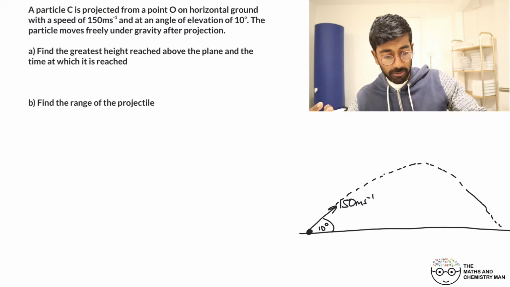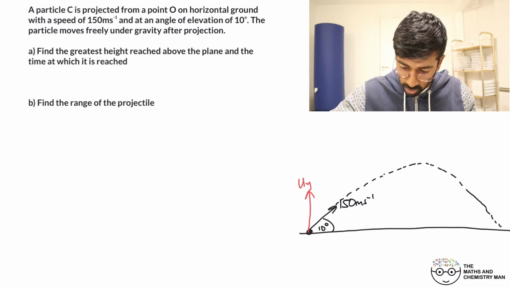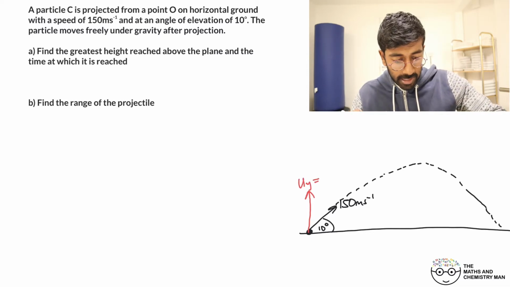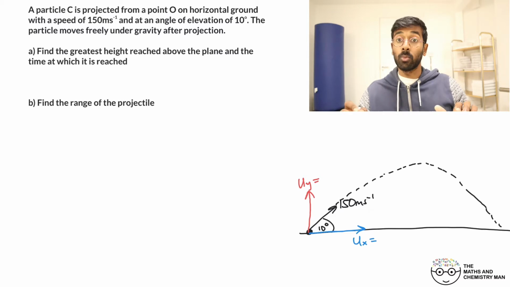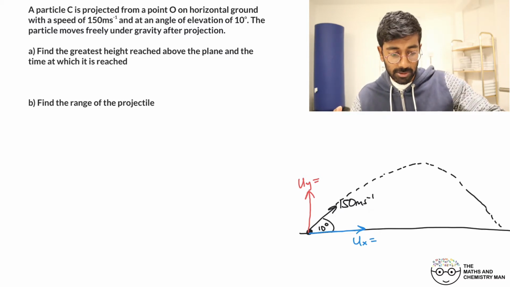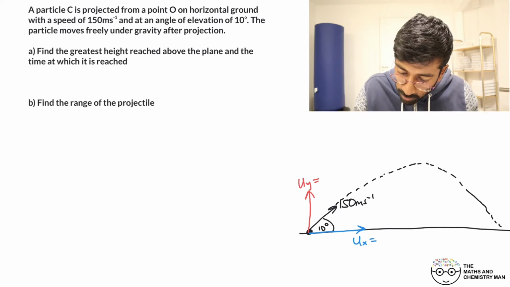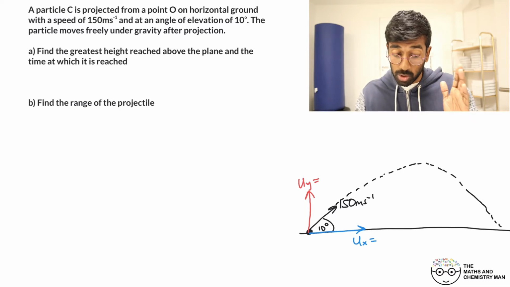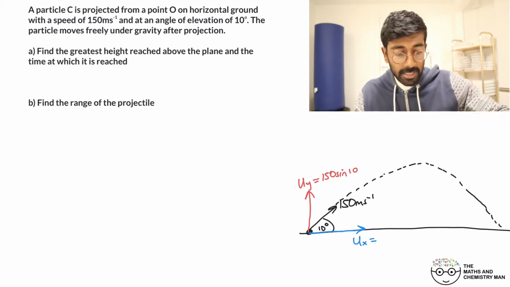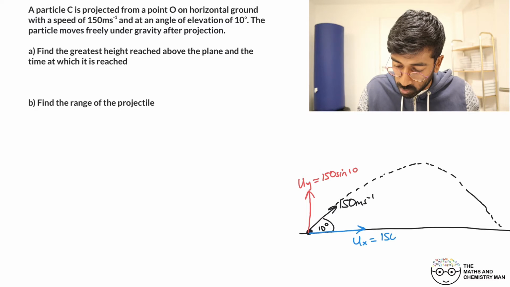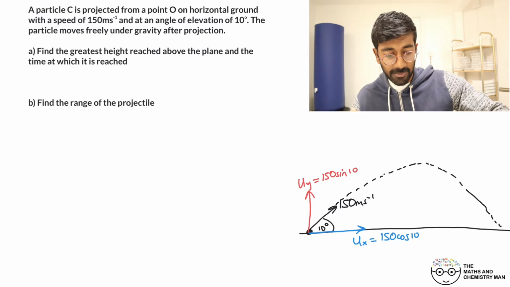Cool. Now, what do we need to do? First thing is to resolve. We need to resolve this into a vertical initial velocity, so we'll say u of y, and a horizontal initial velocity, we'll call that u of x. How do we resolve this? Remember, if you do not know how to resolve, check out that video down there. There's a link, follow it. It will teach you how to resolve. Now, let's crack on with this. Resolving to u_y, in the vertical direction, that's going to be 150 sin 10. And then u_x, in the horizontal direction, would be 150 cos 10. Awesome. Now that we've got that, we're ready to do the question.